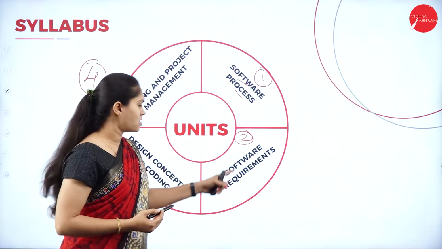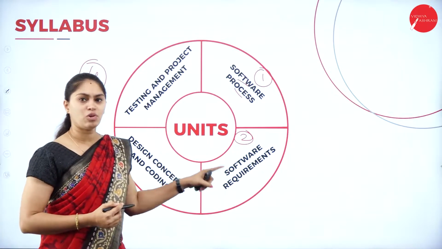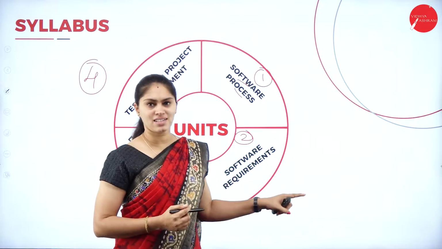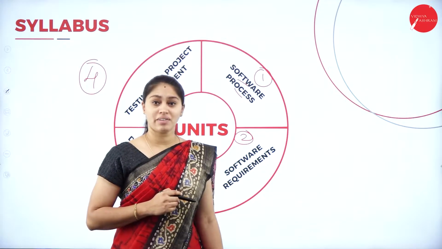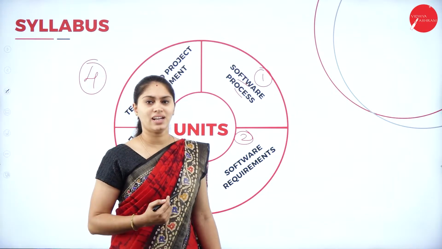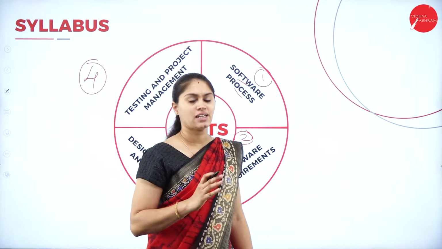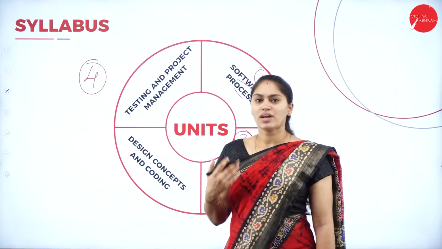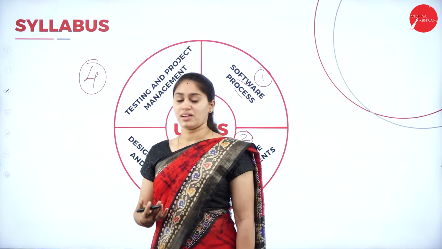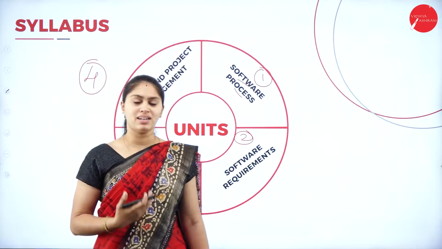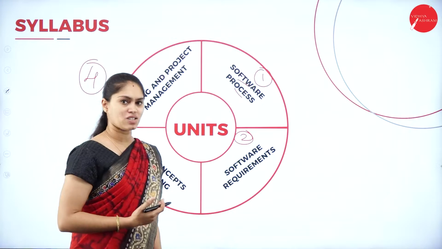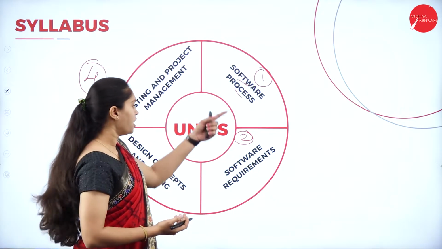The second unit is software requirements. If I want to satisfy the requirement of a customer, first I have to take the requirements from the customer. Then we have to analyze what their need is, what they are asking for. How can I make a more efficient requirement? How can I implement their requirement? That is what software requirements is all about, that we are going to learn in unit 2.